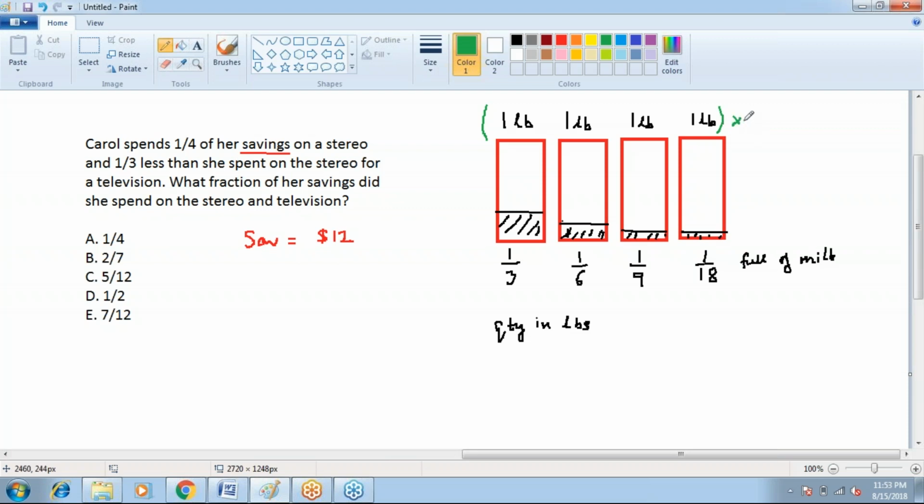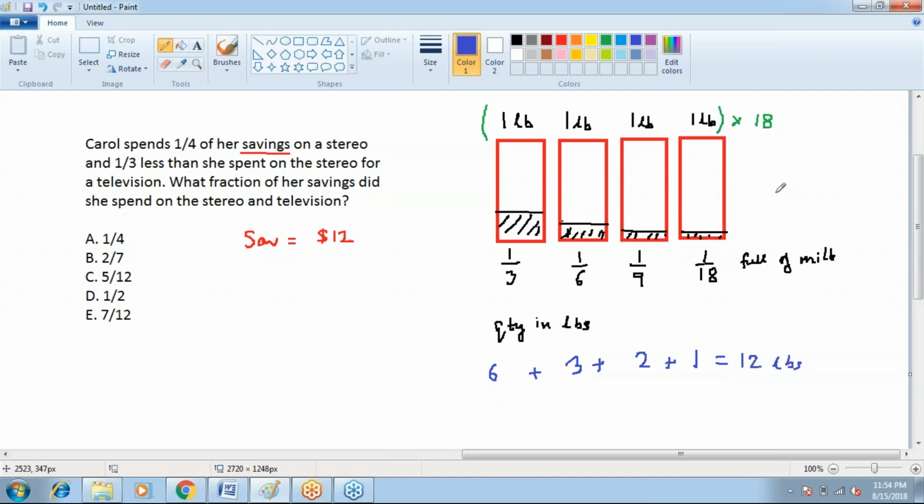So let us do one thing. Let us multiply the capacity of jar by 18. This way, we'll not get any decimal in the picture, any fraction in the picture. So we have 18 pounds jar. So 1 by third of 18 is 6 pounds. 1 by 6 of 18, 1 by 9 of 18, 1 by 18 of 18. So we already have these quantities which make it 12 pounds.